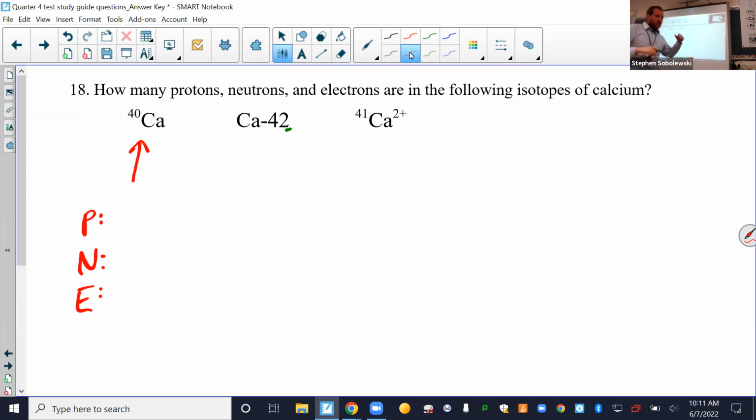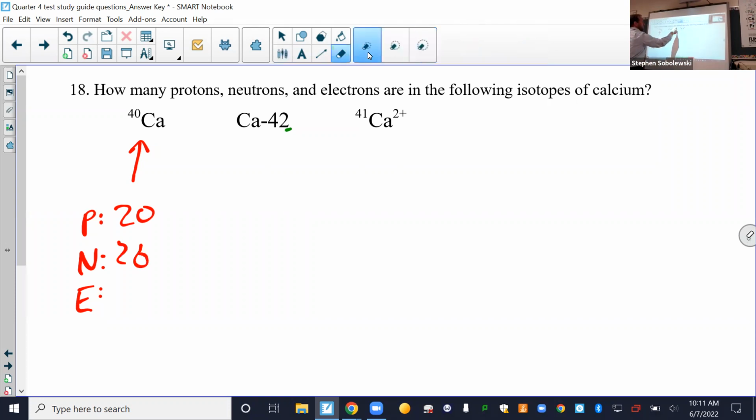So we have a calcium with a mass number of 40. Well, what do we know about calcium always? Unquestionably, it has an atomic number of 20, meaning it's 20 protons. That is always true about all forms of calcium, no exceptions. By definition, calcium is 20 protons. Well, since the mass number is 40, if it has 20 protons, it must have 20 neutrons as well.